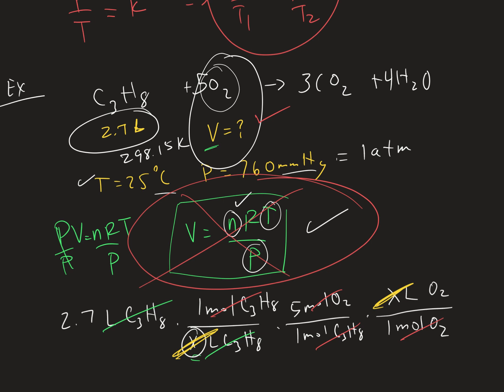So we do that, and we're going to get, it's 2.7 times 5. What did you get? Is it just 2.7 times 5? 2.7 times 5, that's it. Yeah, 13.5. 13.5 liters.